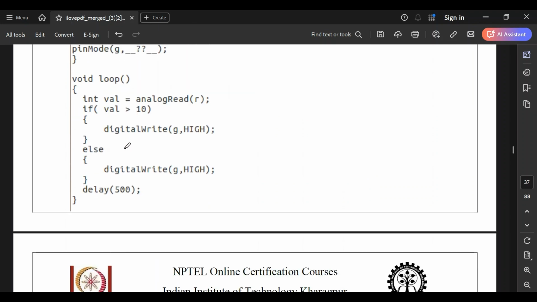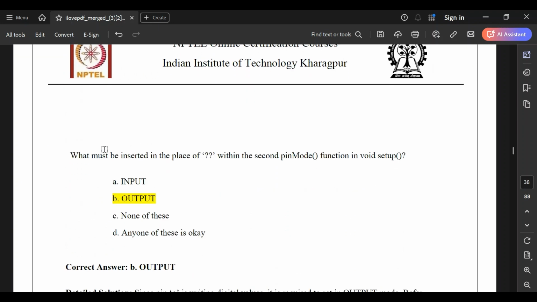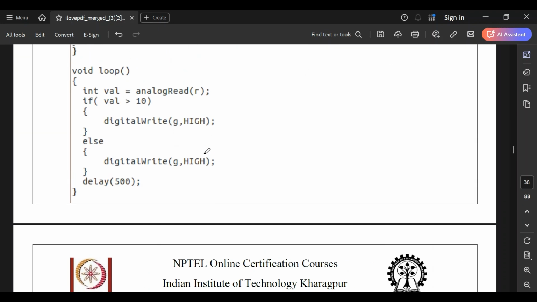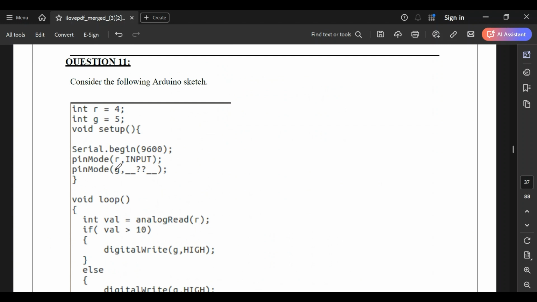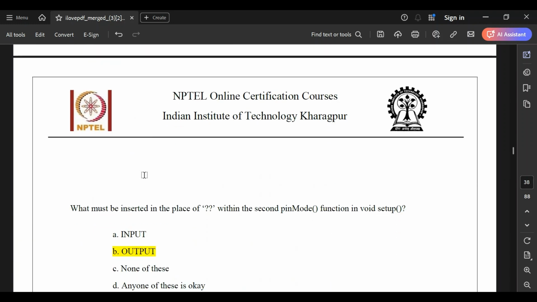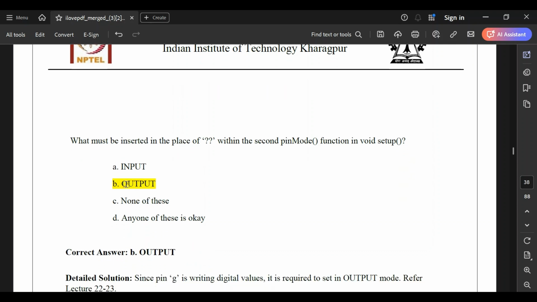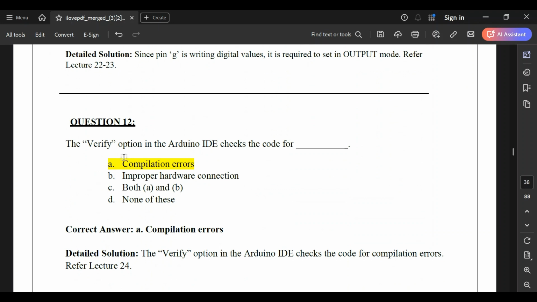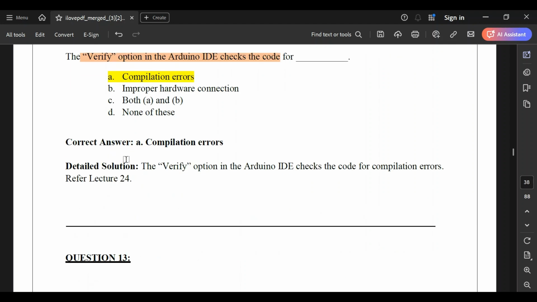And this is the code. This code is there, and then you have been asked what must be inserted in place of the question marks. You can see here it is a question mark. So this is asked here. So what can be inserted? So this is output. So output should be there. To verify option of Arduino board, what does it check? So it checks compilation errors.